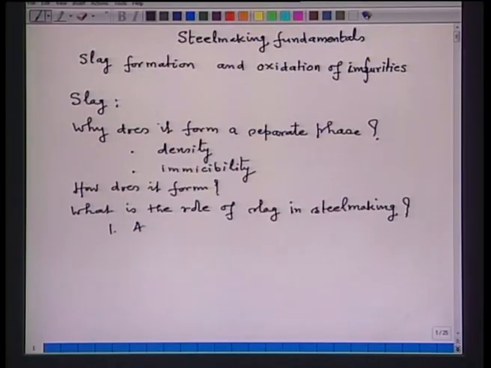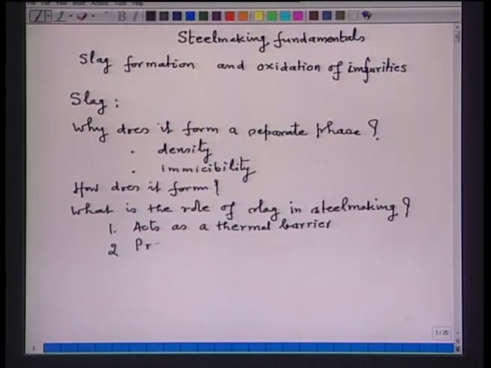But besides this, there are several other important roles of slag in steel making. First, slag acts as a thermal barrier. What does it mean? Molten steel is covered by slag, and slag is a poor conductor of heat. Hence, it helps to keep the heat within the molten bath, and heat losses are minimum, and therefore we can say it acts as a thermal barrier. Second, it protects steel against reoxidation.